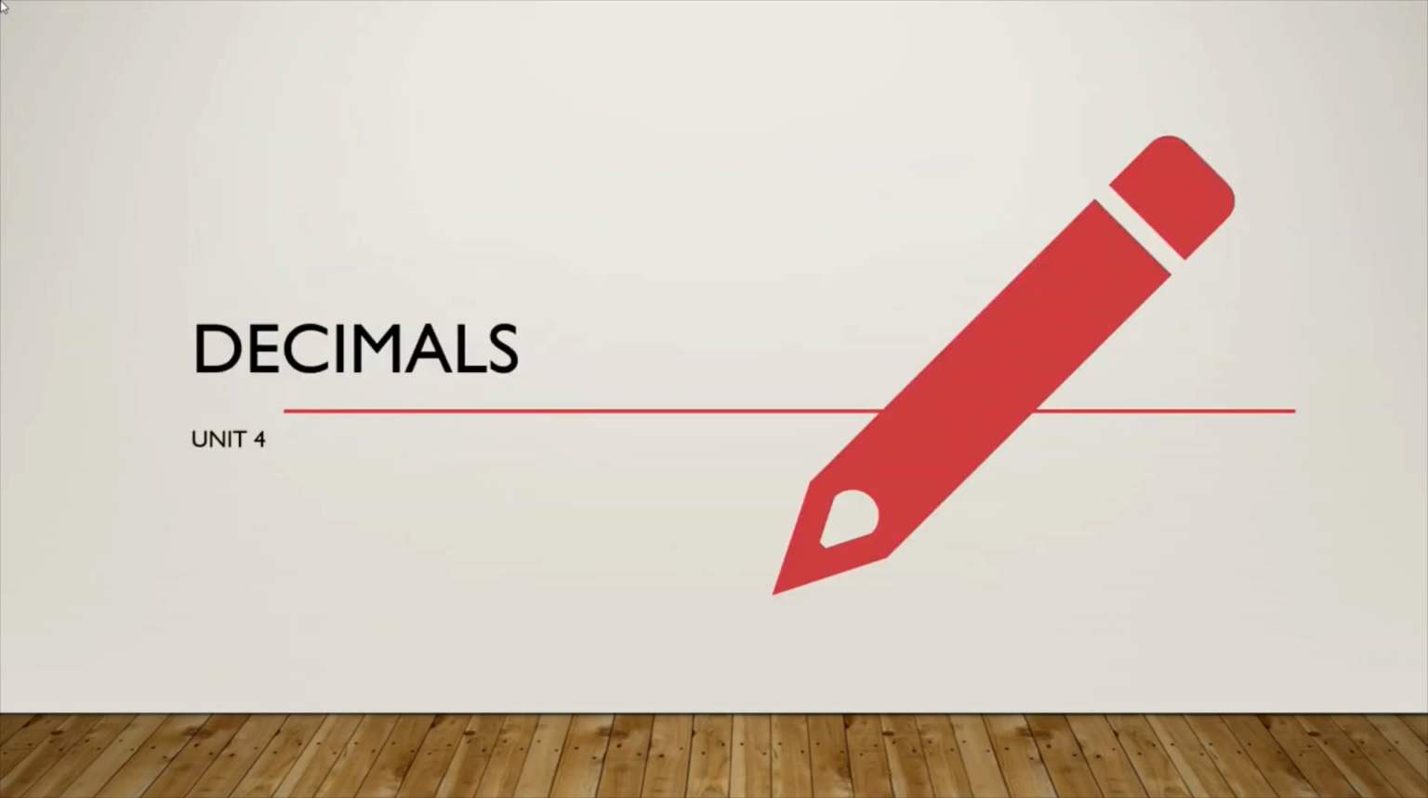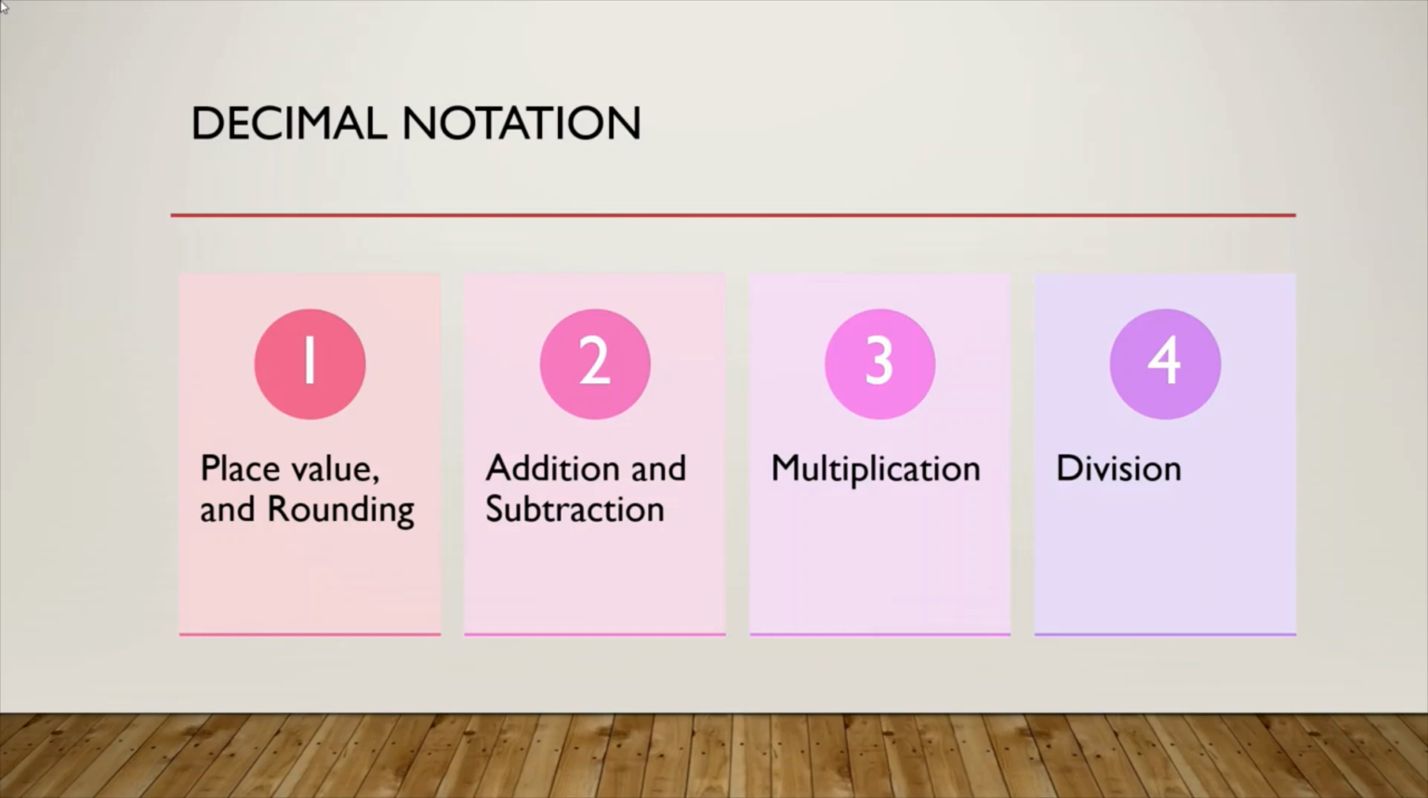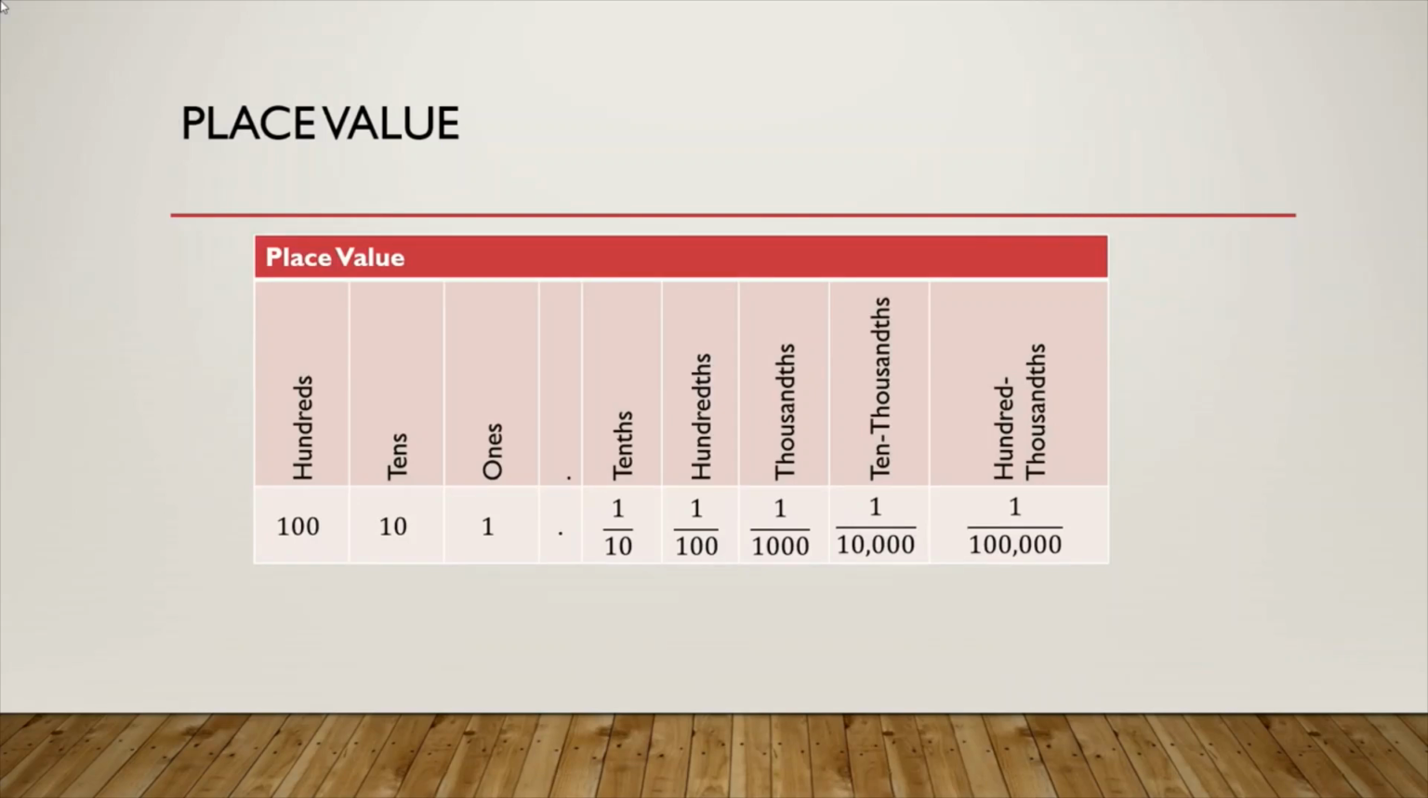All right, so now let's look at decimals. Decimal notation. And what's important with decimal notation is place value. This is just an overview of decimals. So we're going to go over place value and rounding, getting ahead of myself. Addition, subtraction, multiplication, and then division. We're going to look at the operations with decimals. But first, we're going to look at place value and rounding.